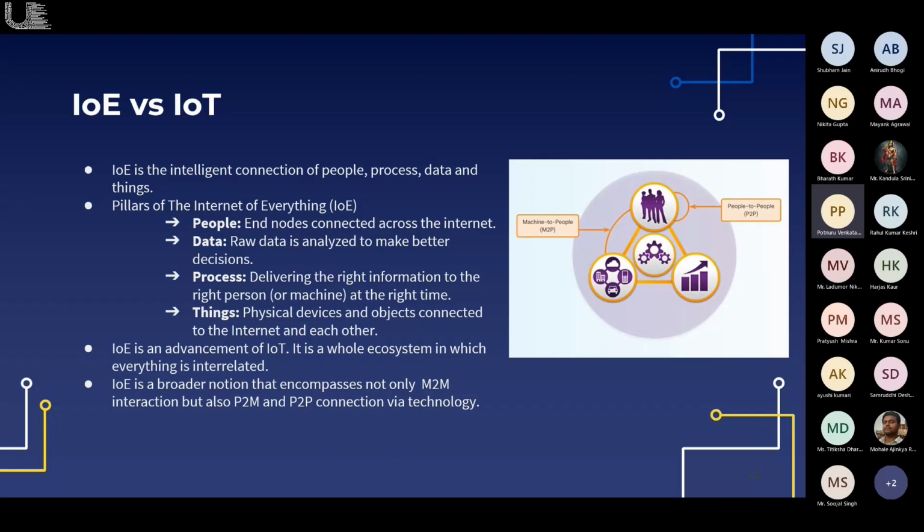So Internet of Everything is a broader notion that entails not just machine to machine communication, but also person to machine and person to person communication via technology. So people use things to generate data, and the data is analyzed and processed so that the information is personalized as per the need of the user. The goal of IoE is basically to make data-based decisions to extend the capabilities of IoT and enrich user experience.